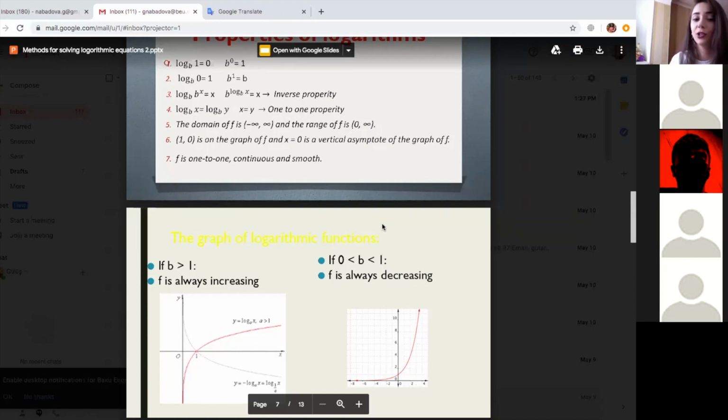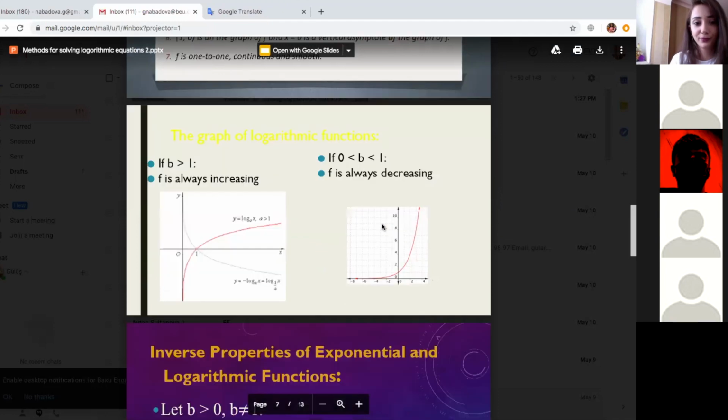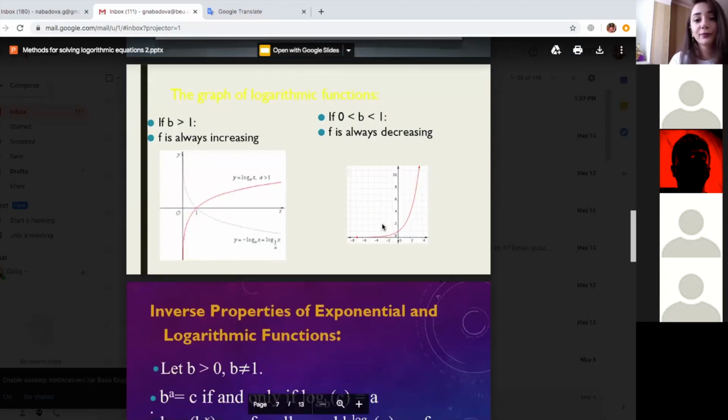Please continue. Then in this picture, the graph of the logarithm function, if b is greater than 1, f is always increasing. If b is greater than 0 and b is smaller than 1, in the second graph, f is always decreasing. Yes, great.